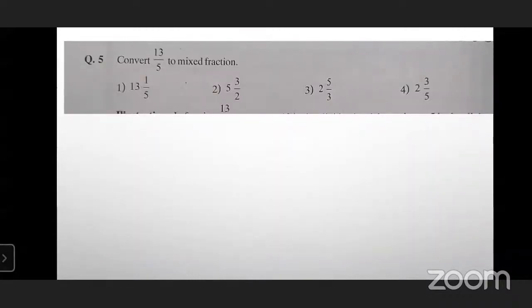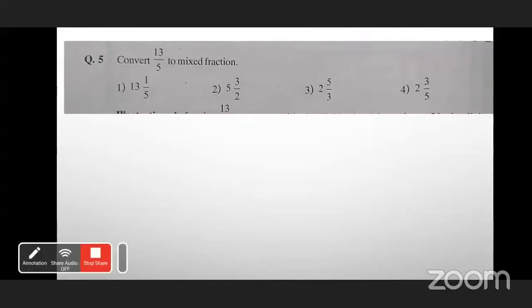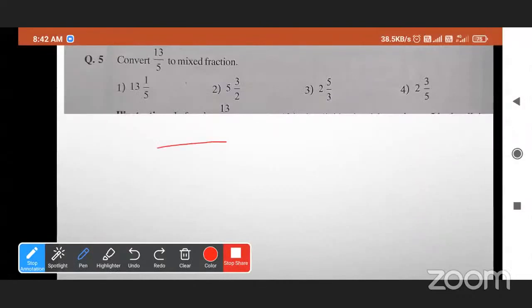Now we have to convert 13 upon 5 to a mixed fraction. What do we have to do? Is 13 upon 5 a proper or improper fraction? Improper. So what do we have to do? Divide. We have to divide. So we divide 13 by 5. 5 twos are 10.